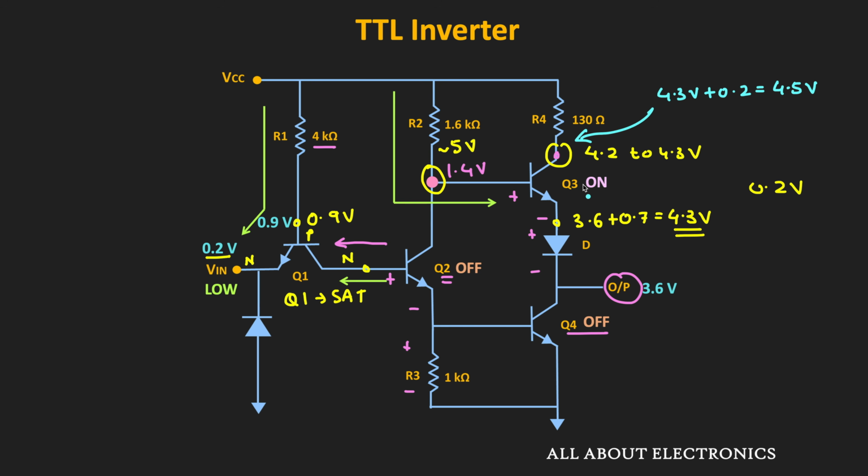So we can say that here this collector base junction is operating in the reverse bias condition, and therefore we can say that this transistor Q3 is operating in the active region. So when the input voltage is low, then the output voltage is around 3.6 volt. And as we have seen, it can be considered as the logic high. So in this way, when the input to this TTL inverter is low, then its output will be high.